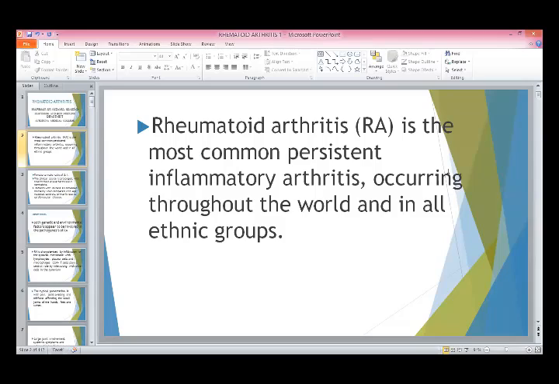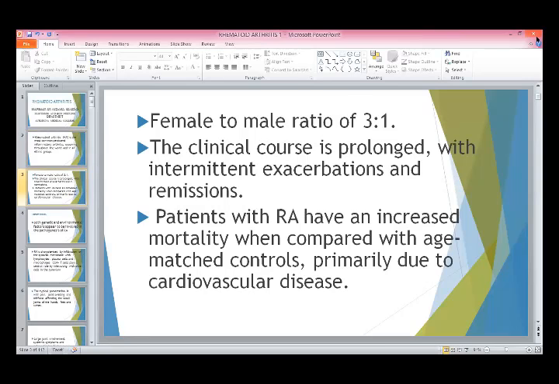Rheumatoid arthritis is the most common persistent inflammatory arthritis occurring throughout the world in all ethnic groups, but slightly more common in cold countries, that you can say in temperate countries and subpolar countries of North Europe and North America. It's more common in females. Female to male ratio is 3 to 1. The clinical course is prolonged with intermittent exacerbations and remissions.